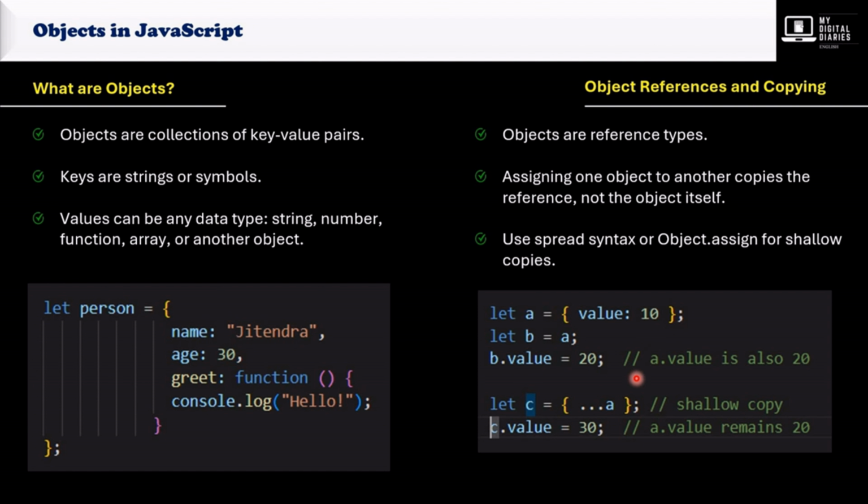But if you do not want this, then you have to use a shallow copy. That is, if I create object C, I can copy directly using the spread operator, three dots. That's how I can do a shallow copy. Now if I make a change in C dot value to 30, it will not change A's value. So that is how the shallow copy is done. So this is what object reference and copy is.